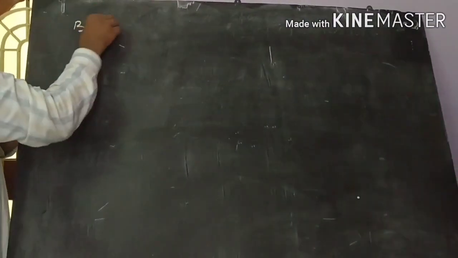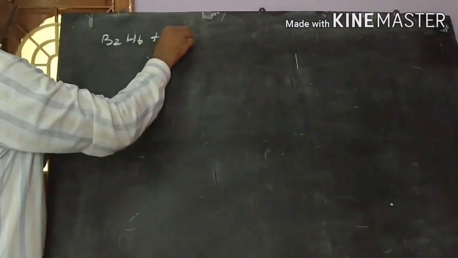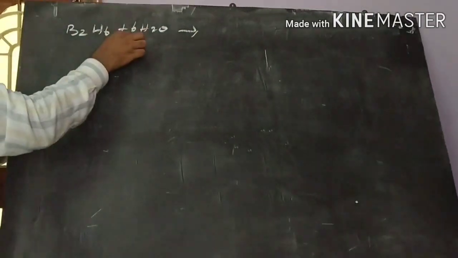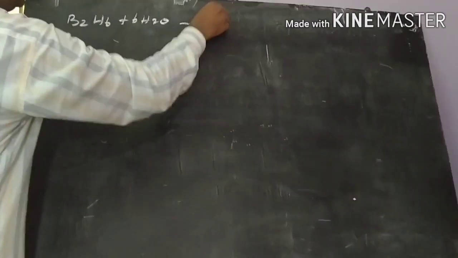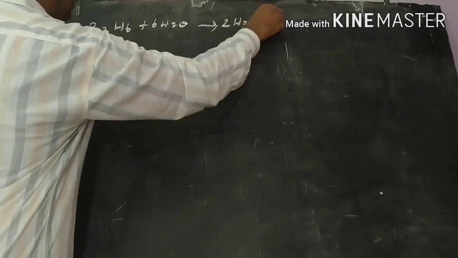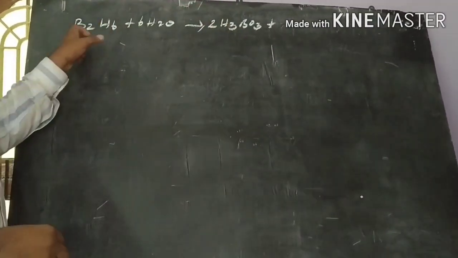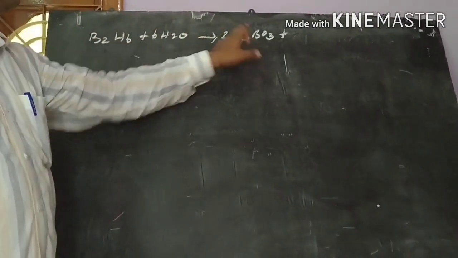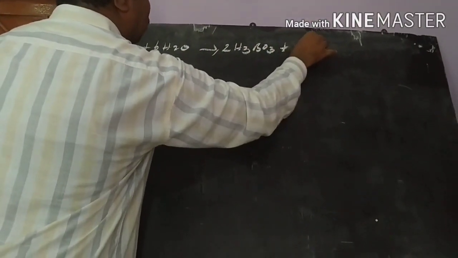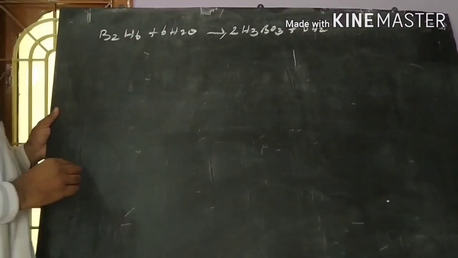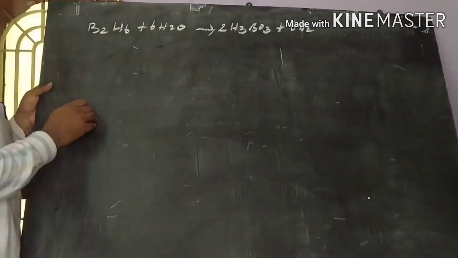Diborane, B2H6, first reacts with 6 moles of water to give boric acid. Boric acid formula is H3BO3. Since 2 moles of boron are present on this side, 2 moles of boric acid are produced, and the balance is 6 H2. So diborane reacts with water to give boric acid.